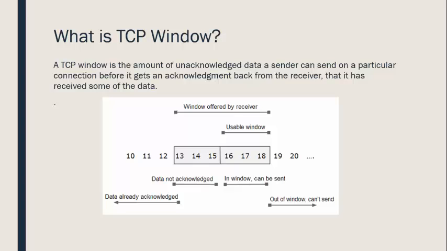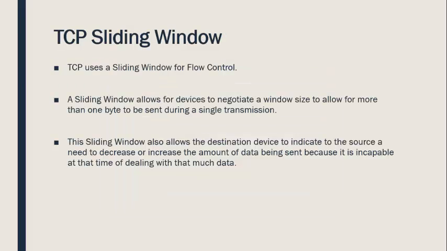A TCP window is the amount of unacknowledged data a sender can send on a particular connection before it gets an acknowledgement back from the receiver that it has received some of the data. Sliding windows, also known as windowing, is a technique used by the Internet Transmission Control Protocol (TCP) as a method of controlling the flow of packets between two computers or network hosts. TCP requires that all transmitted data be acknowledged by the receiving host. Sliding windows is a method by which multiple packets of data can be affirmed with a single acknowledgement.